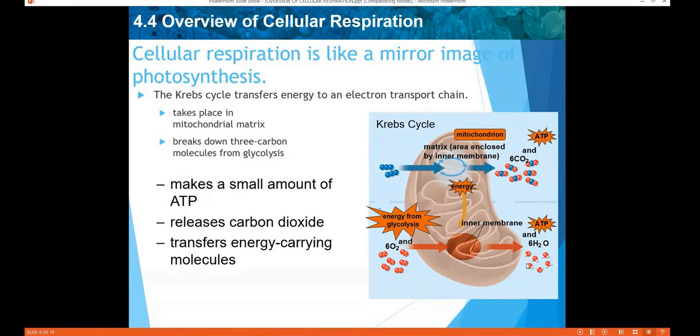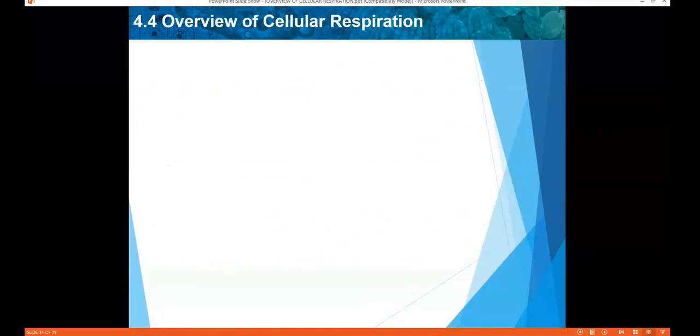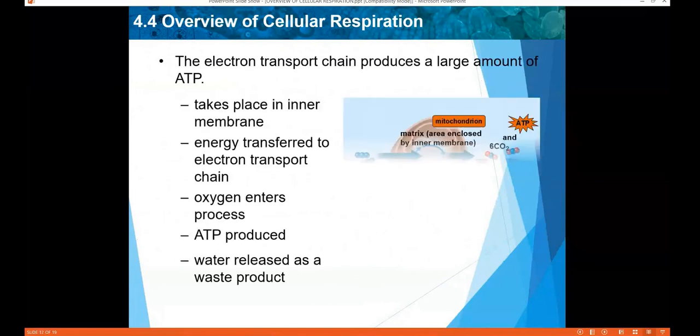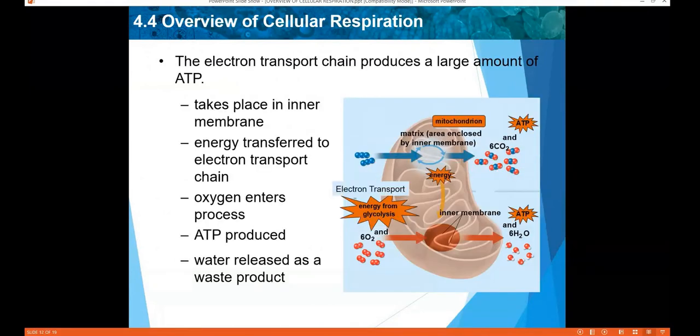And then you can see water and what else is released as a waste product apart from water? Carbon dioxide. No, sorry. Water and heat. Water and heat are given off as the waste products. Okay, you can see also in this picture here, during the electron transport chain, it produces a large amount of ATP. Okay, it takes place in the inner membrane of the mitochondria.